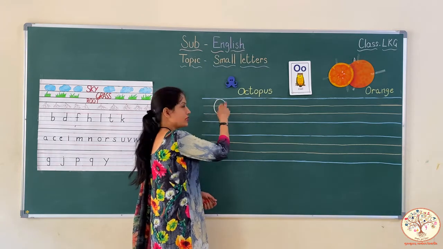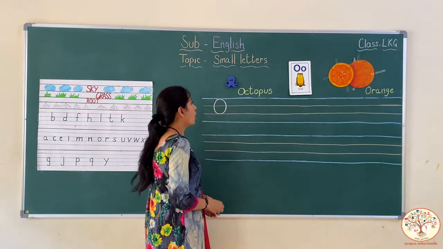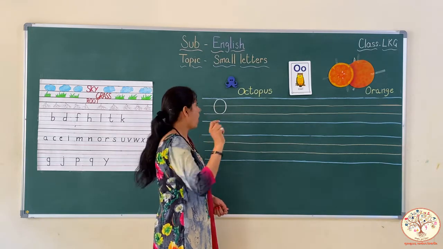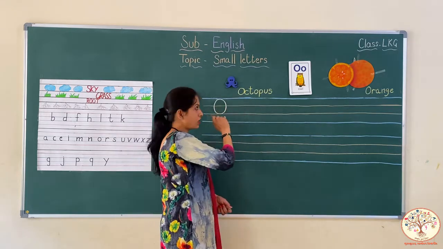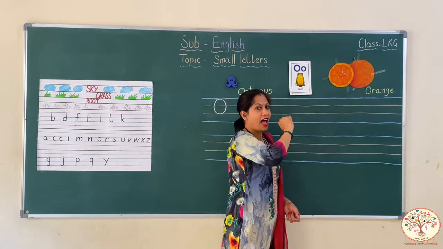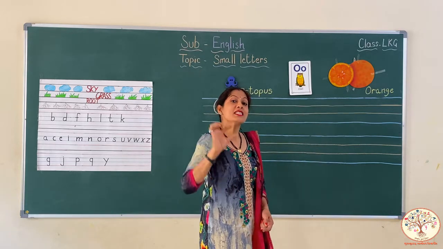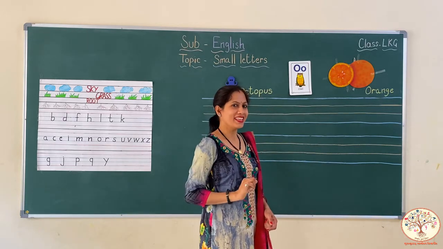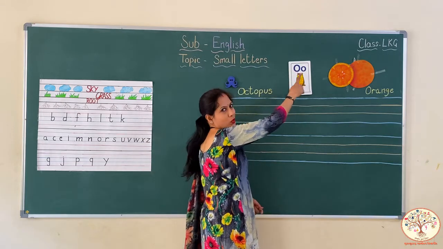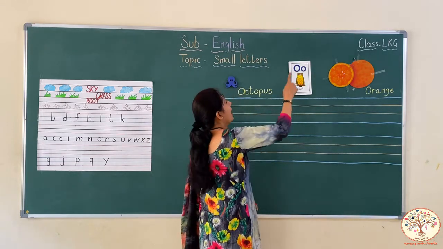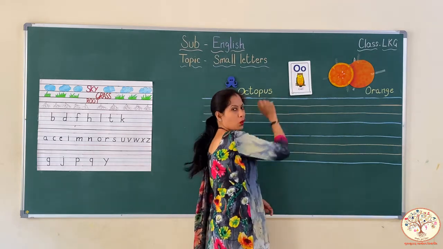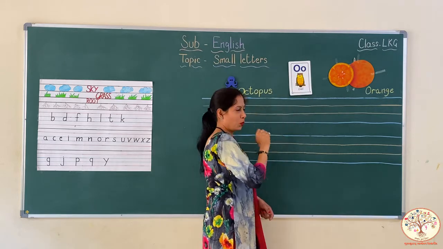Okay. Capital O. A circle. O says up. O says up. O octopus. O owl. O orange. And today we will learn small o. Yes, small o. Capital O, small o. Mama O, baby O.